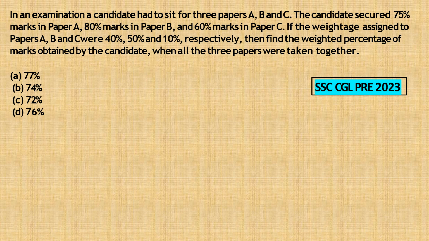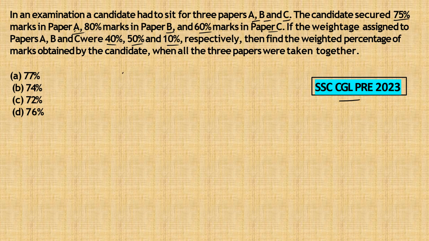A similar question was asked in SSC CGL 2020-23. Let's see. In an examination, a candidate had to sit for 3 papers A, B, C. The candidate secured 75% marks in paper A, 80% marks in paper B, 60% marks in paper C. The weightage assigned to the papers A, B, C were 40%, 50% and 10% respectively. Find the weighted percentage of the marks obtained by the candidate when all 3 papers were taken together.